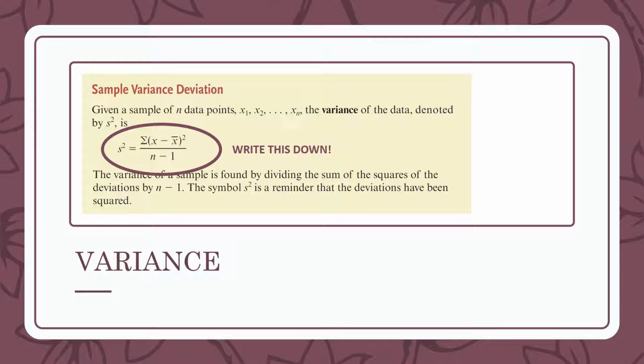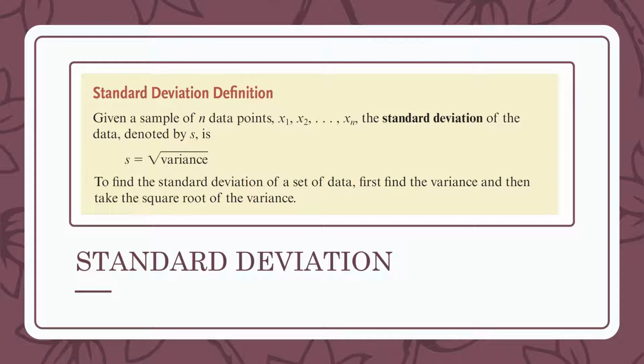Now let's get to the standard deviation, which is, like I said, our end goal. Here's the formula for the standard deviation. This is the part that I would like you to write down. It says, given a sample of n data points, the standard deviation of the data, denoted by s, is equal to the square root of the variance. So s is equal to the square root of the variance.